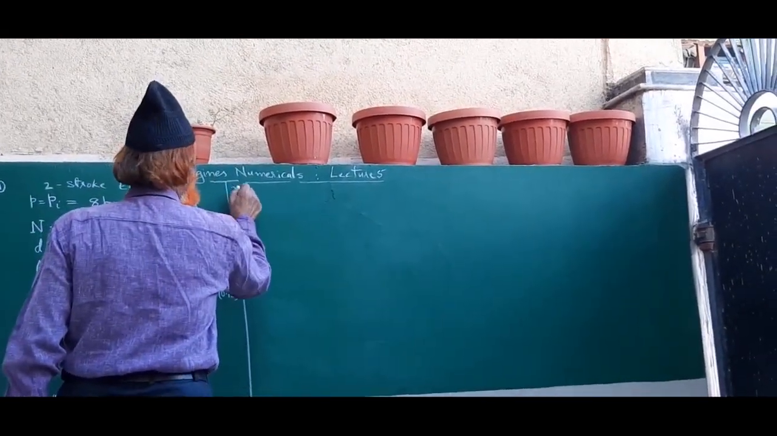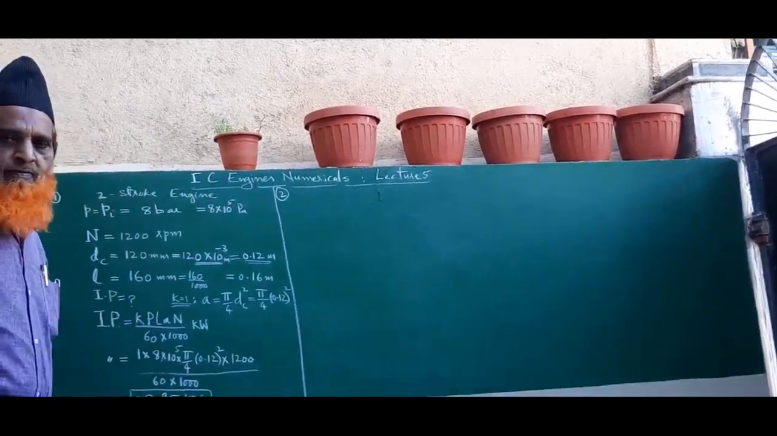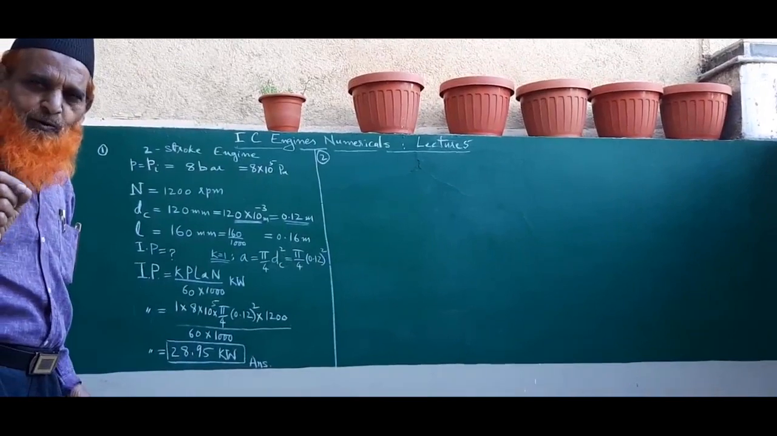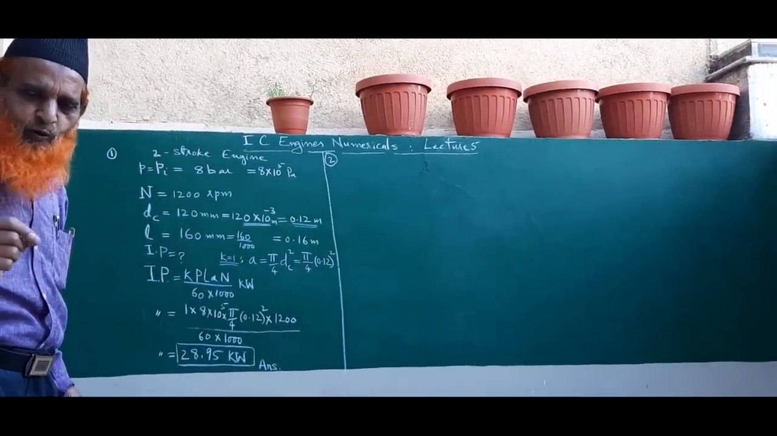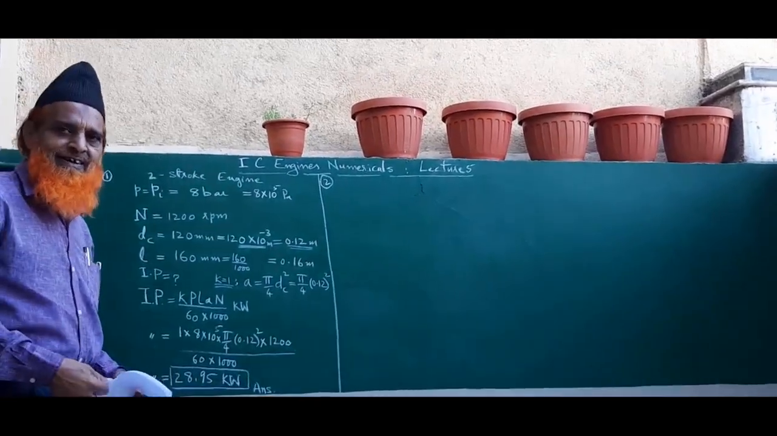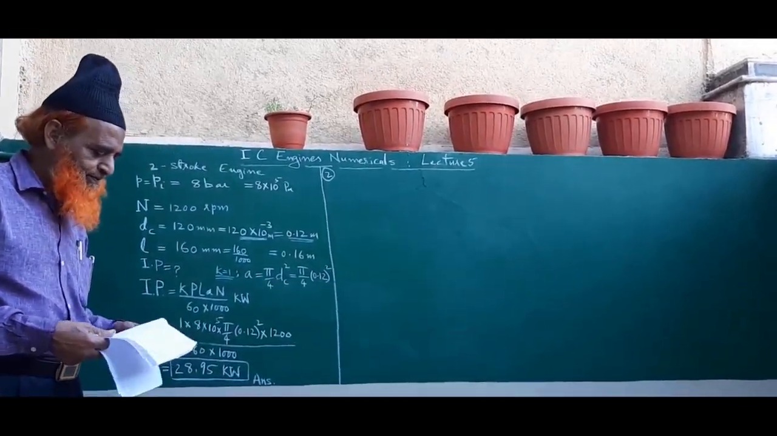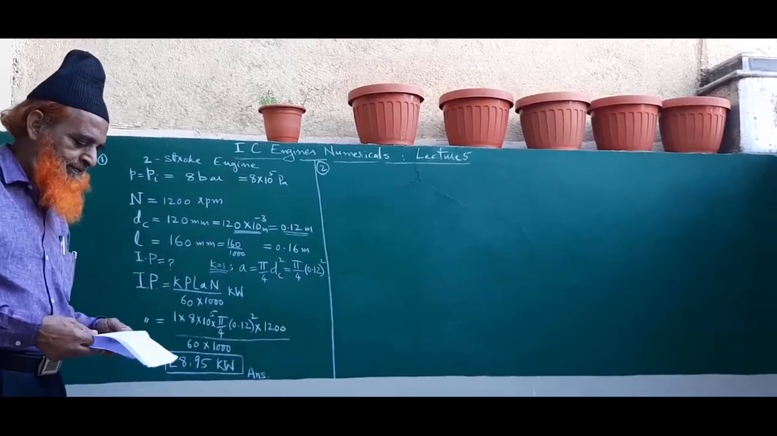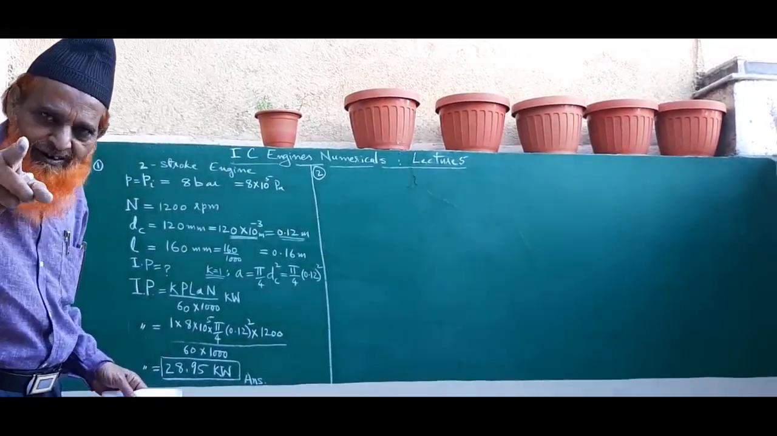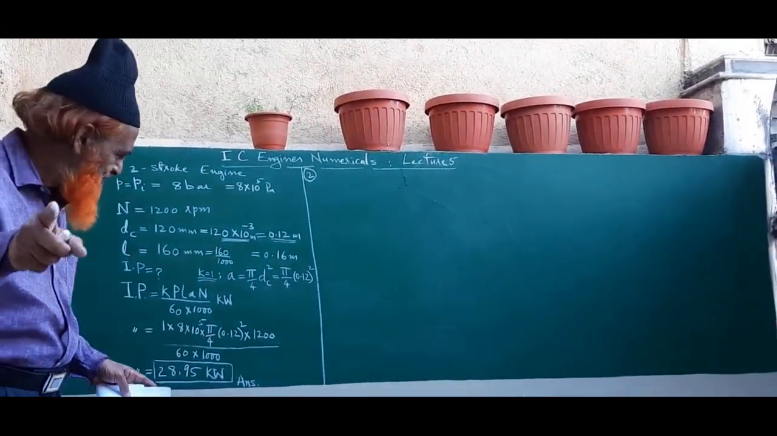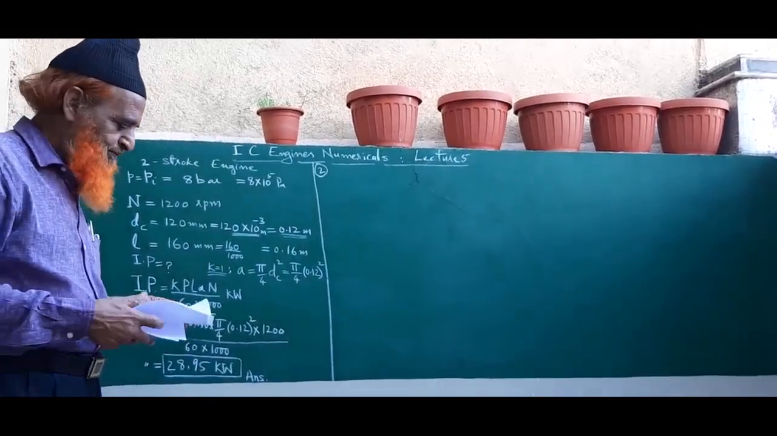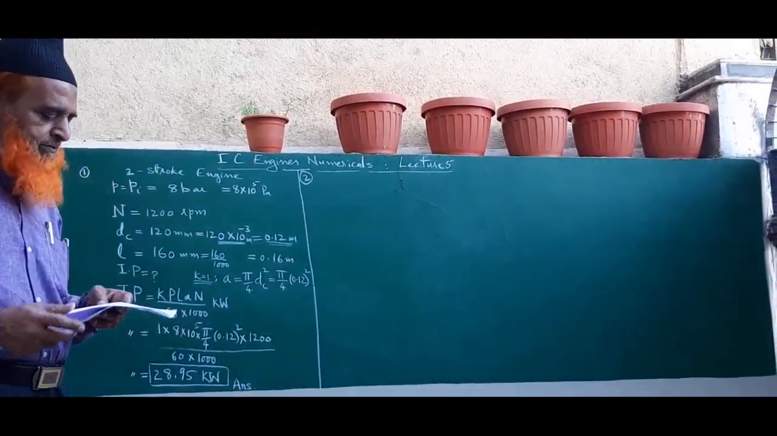You take down numerical 2. All of you understood this? Because I have taken a very simple problem in the beginning, only finding the indicated power for a 2-stroke engine. Okay? Take down the second numerical. You got that? 28.95 you got? Very good, very good. Now take another numerical problem.